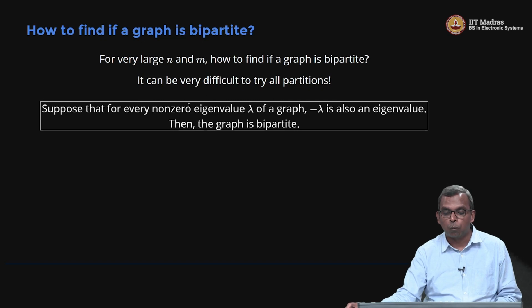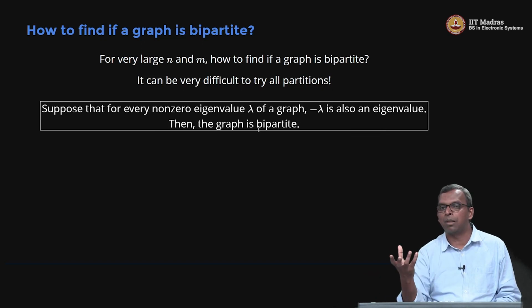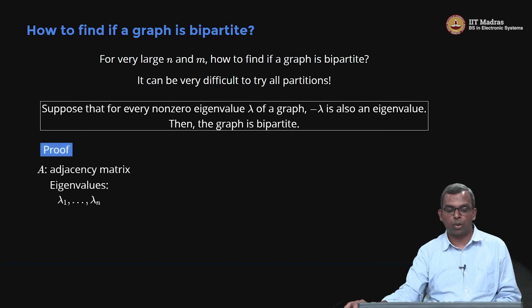So it turns out this converse of the previous result is also true. Okay, if for every non-zero eigenvalue lambda of a graph, minus lambda is also an eigenvalue, then the graph is bipartite. Okay, the reverse is also true. If you find the spectrum and if you see the eigenvalues are occurring as lambda minus lambda, the graph is bipartite. Okay, so there's a proof for this.